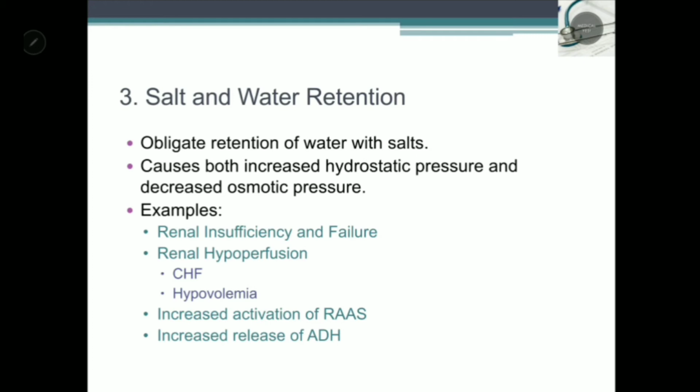Third cause of edema can be excessive salt and water retention in our body. Always remember this point: whenever there is retention of salt somewhere, it is always going to lead to retention of water along with it. So there is obligate retention of water with salts. Now this retention will always lead to increase in hydrostatic pressure and decrease in the osmotic pressure.